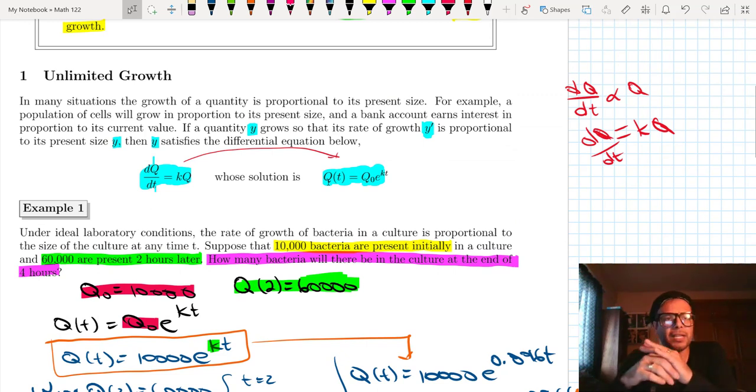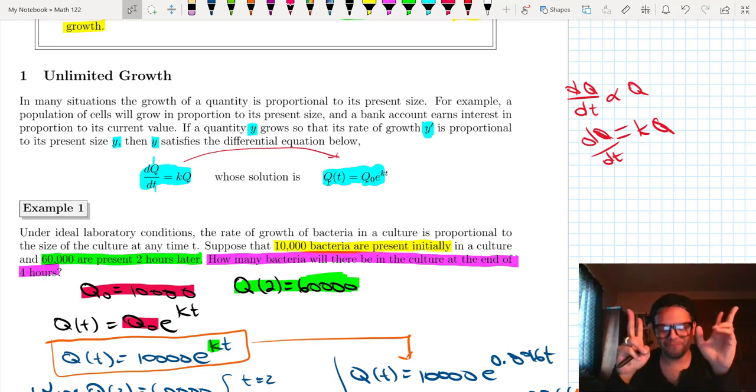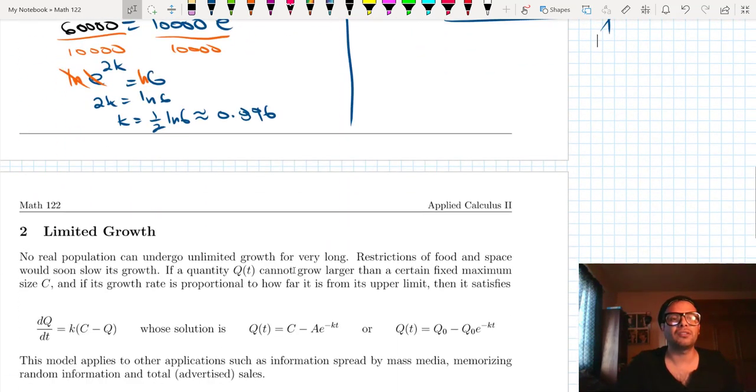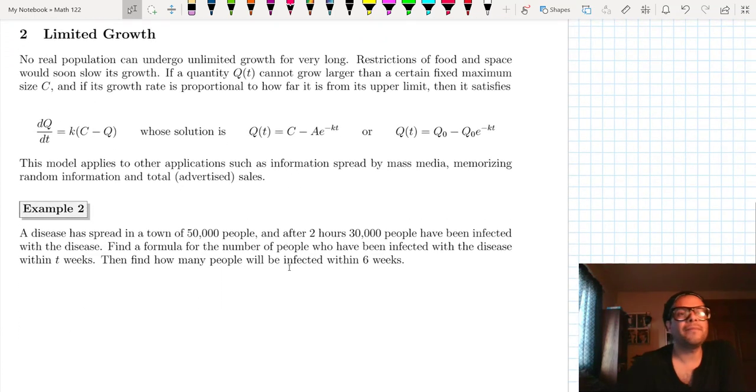All right, again, earlier in this video I mentioned this is a sort of fictional situation because growth is never unlimited. Growth is actually limited by, number one, limitations of space, limitations of food, or limitations on our capacity to memorize things. So that's going to be very important. That's another of the applications, of the other type. Restrictions of food and space would eventually slow down this growth.